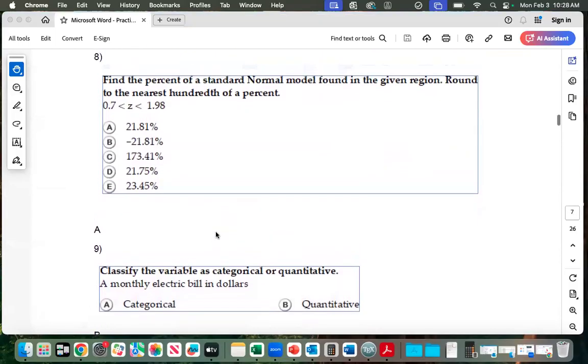So now tell me, your monthly electric bill in Dallas, is it quantitative or categorical? Why? Yeah, because it's numbers, right? It could be $50, $60, and what have you.